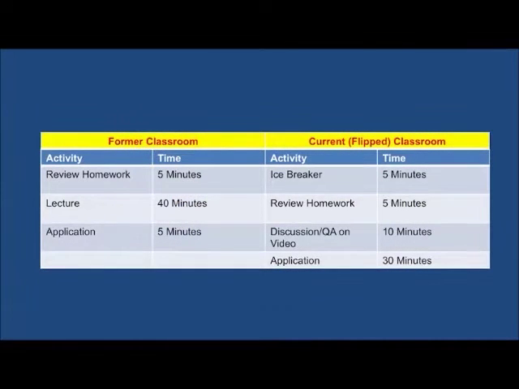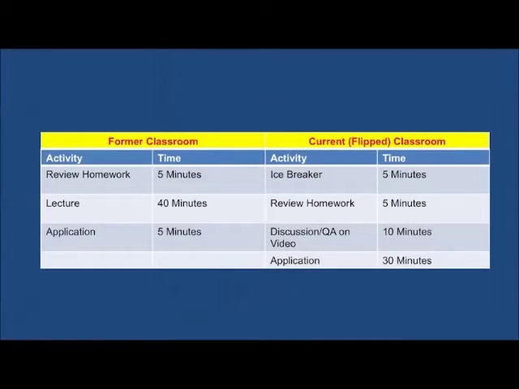The former classroom, usually spend the first 5 minutes reviewing the homework. Then in a 50-minute class, the next 40 minutes, you're lecturing. And the students maybe are taking notes or taking naps or glazed over or whatever they're doing. And then if you got 5 minutes at the end, you're going to apply very quickly and maybe confuse them even more. With the flip, at least in my approach, I start with an icebreaker.